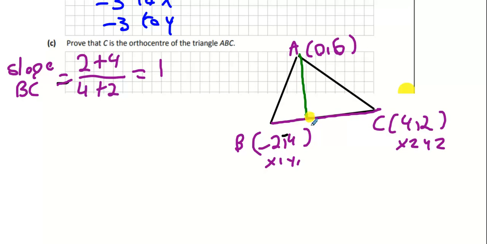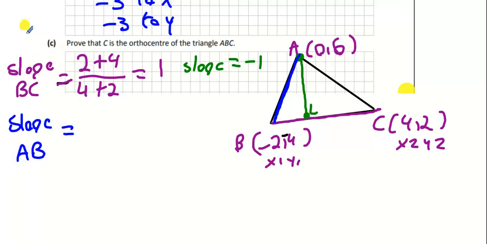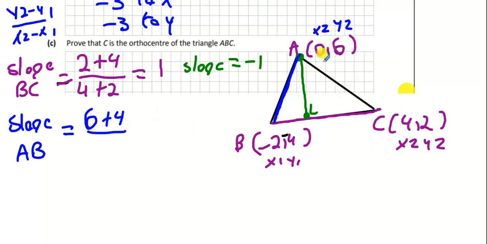Therefore, a perpendicular line to this, the green line, that goes through the point A, will have a slope of minus 1. Next thing we're going to do is get the slope of AB, which is this blue line here. We're going to do the exact same slope formula as last time, y2 minus y1 over x2 minus x1. We get 6 minus negative 4, which is a plus 4, and then x2 minus x1, which is 0 minus negative 2, a plus 2. It's going to be 10 over 2, which is a slope of 5.